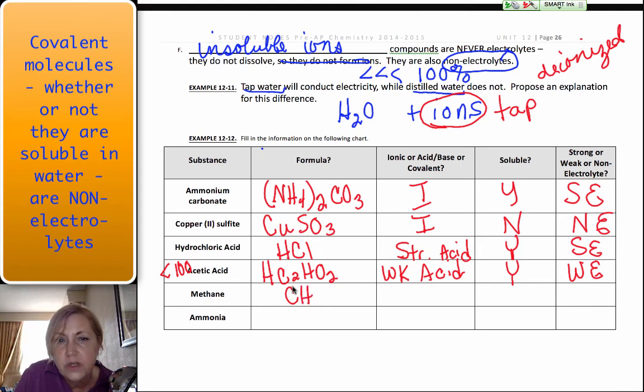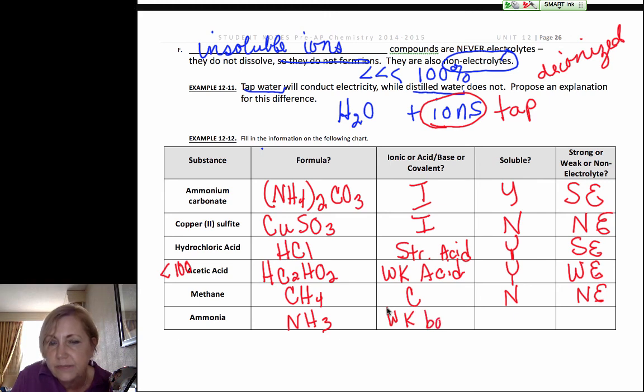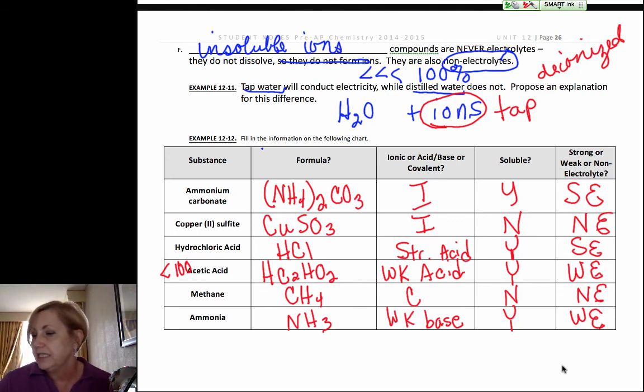Methane is CH4. It is covalent. It is not soluble. It is not an electrolyte. Ammonia is NH3. Ammonia is actually a weak base. As a weak base, yes, it does dissolve in water, but it will be a weak electrolyte. Okay, so hopefully you've got a foundation to begin to classify these for yourself, and we will be looking at these in a little bit more detail when we rejoin in class.